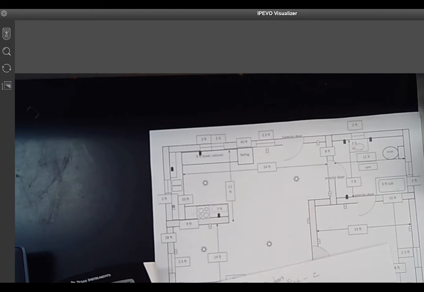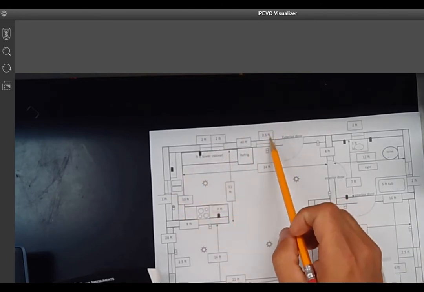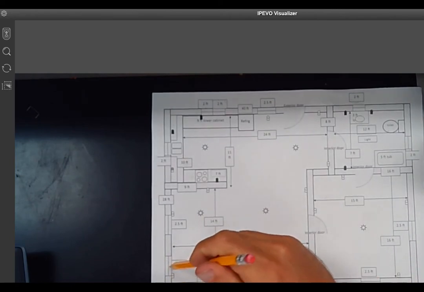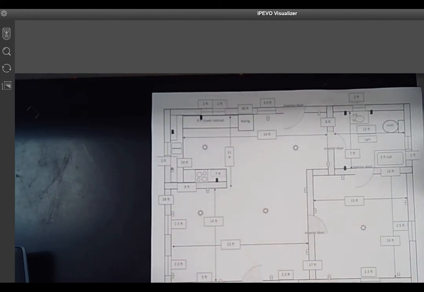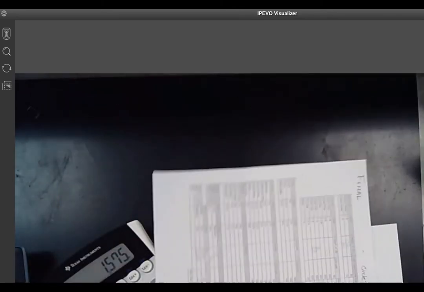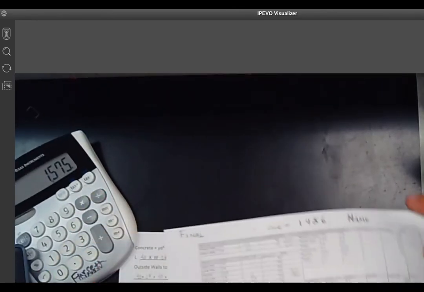Now I've got a standard double hung that is 2.5 feet wide. I've got 1, 2, 3, 4, 5, 6 of those. And I have 1 picture window. So now I just need to start filling in my sheet.